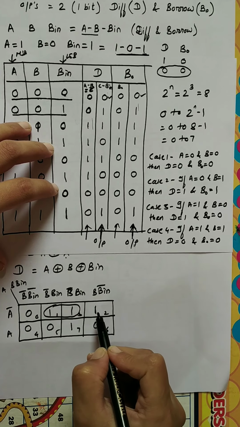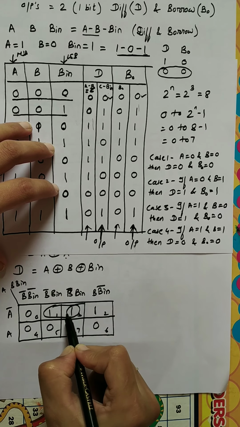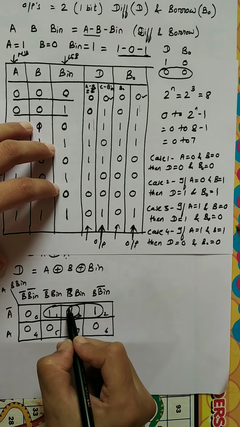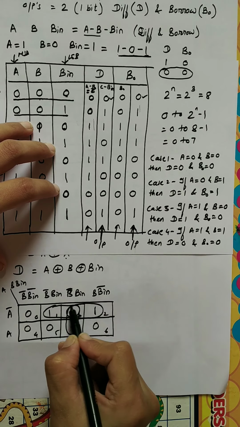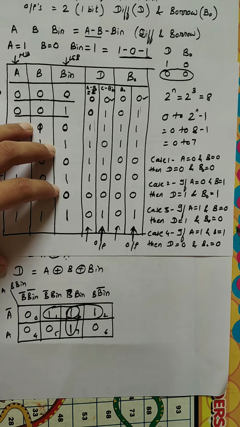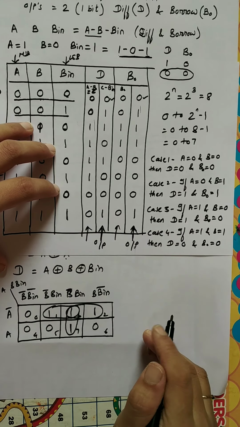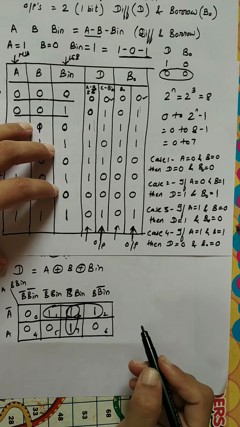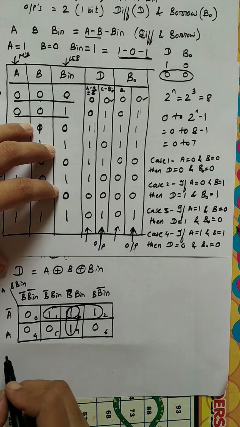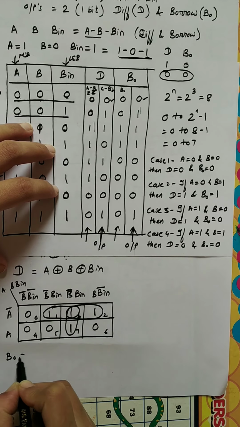Now this one is remaining, so I can overlap the groups as per the rule of K-map and form a group of these 2 ones. Now this one is pending, so I can group these 2 ones in a group, and here you can see that all the 4 ones are included in the groups. Now I'll form the equation for borrow.